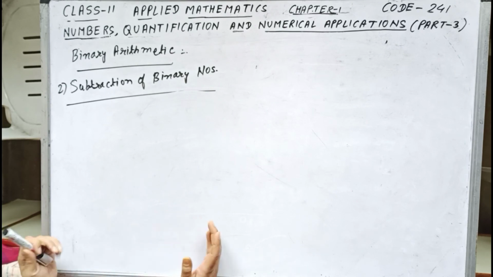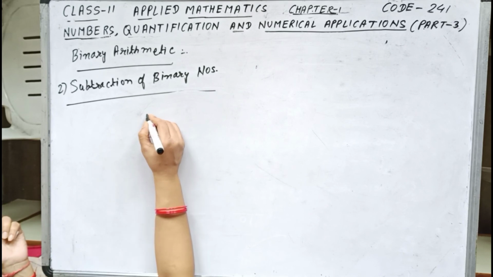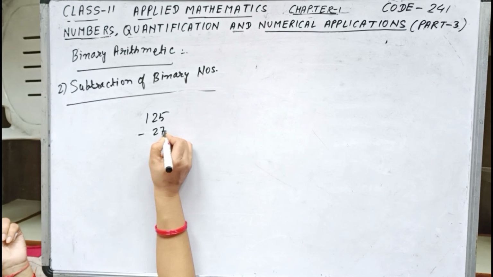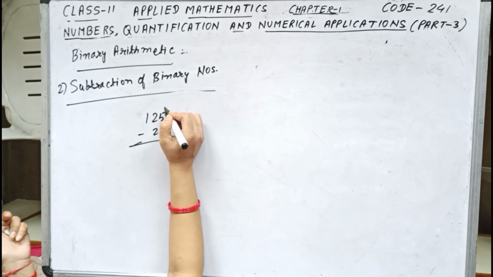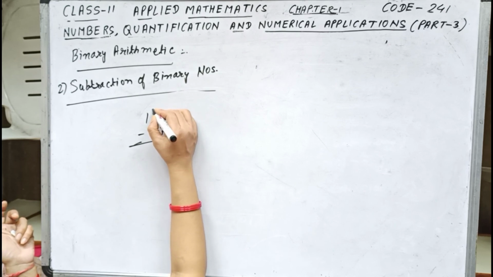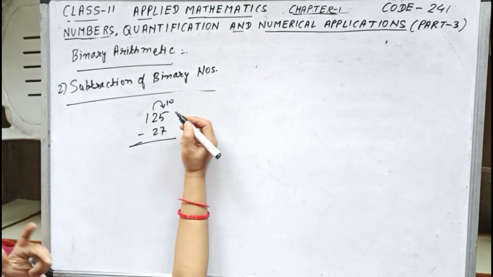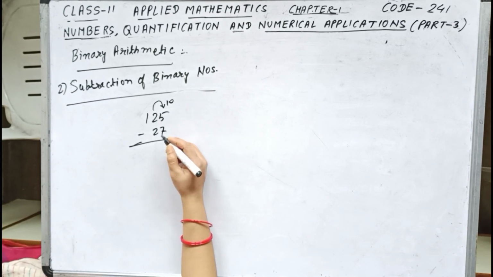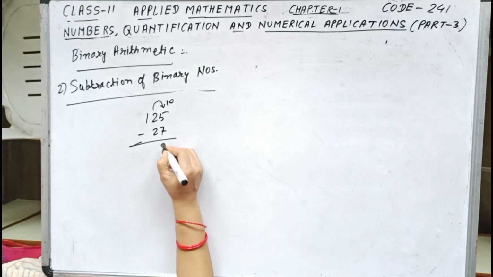The same logic will be followed as we do in the decimal system. Now suppose let us take an example in the decimal system as 125 minus, let us suppose 127. Now over here 5 minus 7 we cannot do, so we take 1 from the tens place. Now tens place will give 1, but when it comes to ones place it will become 10. So 10 plus 5 is 15, and 15 minus 7 is 8.